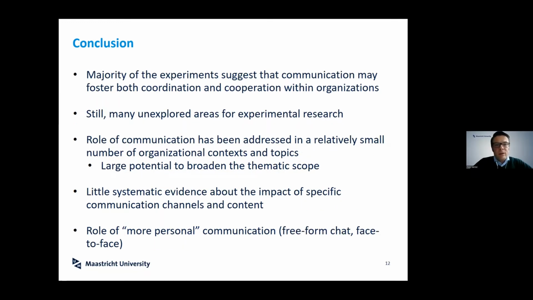This brings me to my conclusion. So the majority of the experiments suggest that communication may foster both coordination and cooperation within organizations. So that is in general a positive result. However, some studies suggest that when coordination, for instance, leads to negative externalities, communication might also have a detrimental impact.